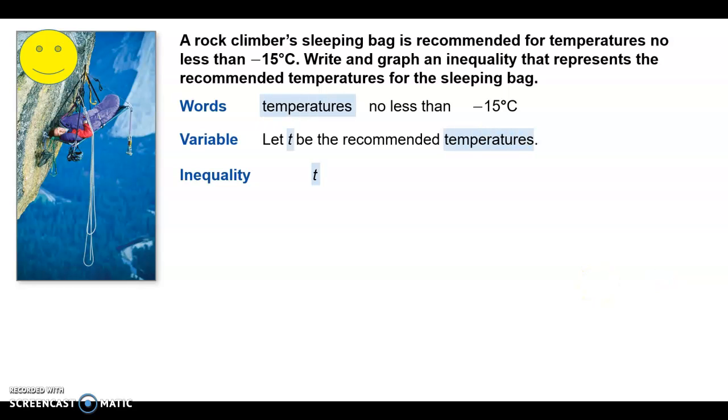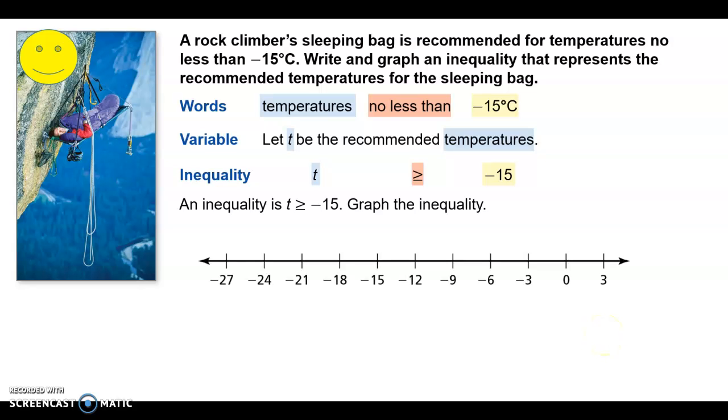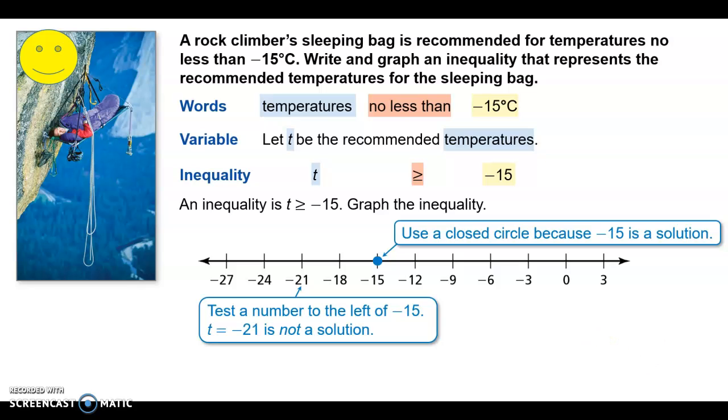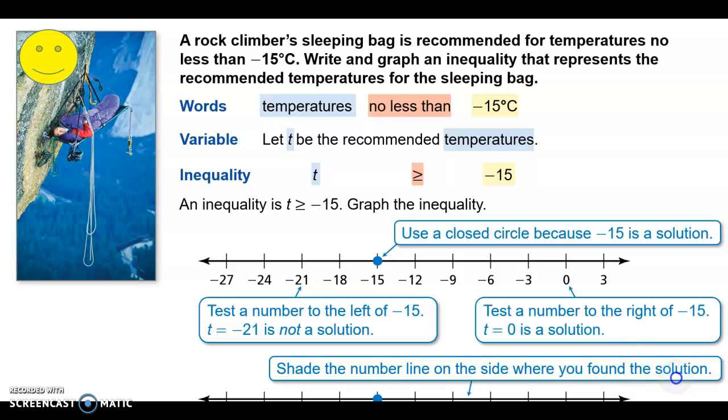no less than. It's not less than. If it's not less than, that's greater than or equal to, and then -15. So we end up with T greater than or equal to -15. So now on our number line, the circle would be closed at -15, and it would be going to the right because greater than is to the right. So the arrow would be going this way.